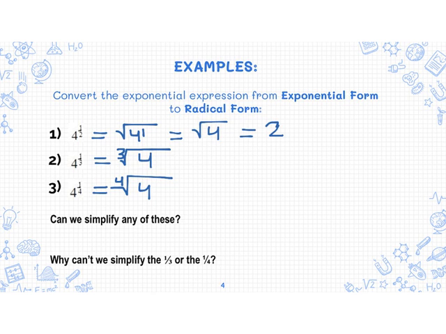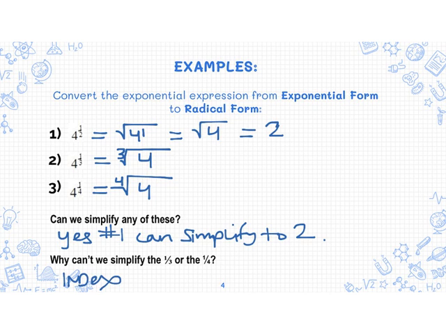I did write, can we simplify any of these? I actually ended up already simplifying that first one. So yes, we can actually simplify the exponent 1/2. So yes, number 1 can simplify to 2, because it's actually the square root. And then why can't we simplify the 1/3 or the 1/4? And that's because the index, that number right here, tells us we need groups of 3s and we need groups of 4s.